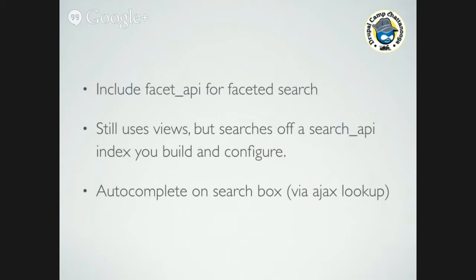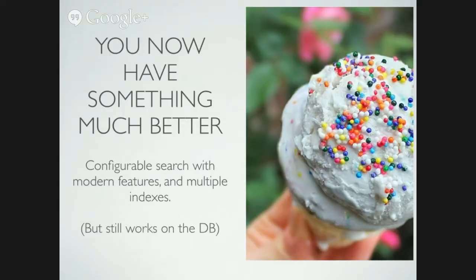So you can just look up products, just look up your blog things, just do a search on your users if you want to do that. So now what you have is something much better. You have ice cream with sprinkles. Ice cream with sprinkles is better than ice cream, just ask any 4-year-old.